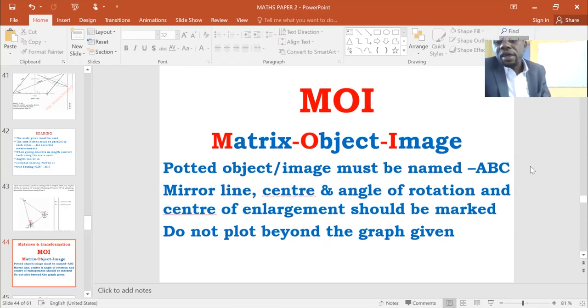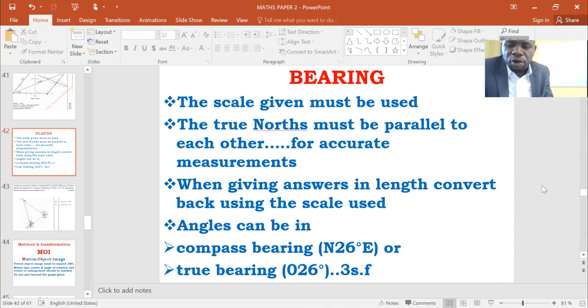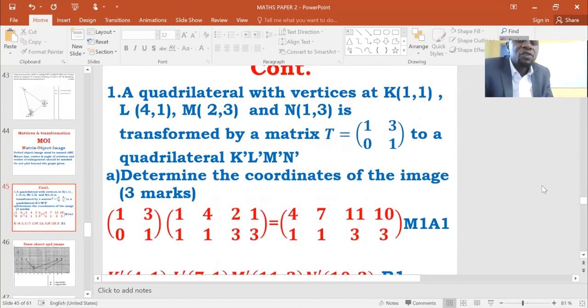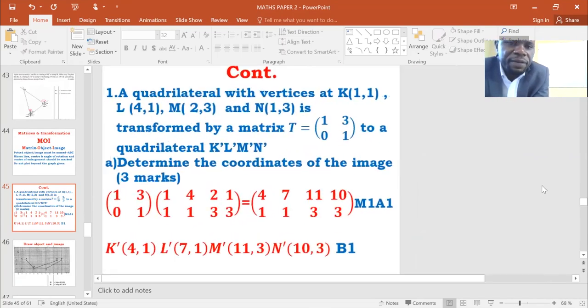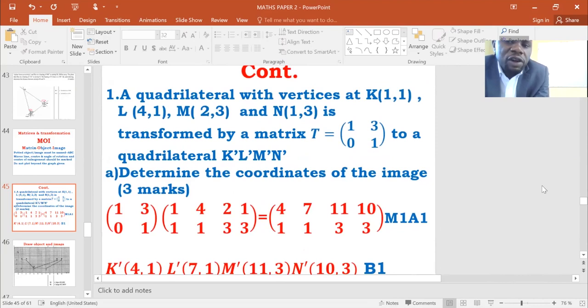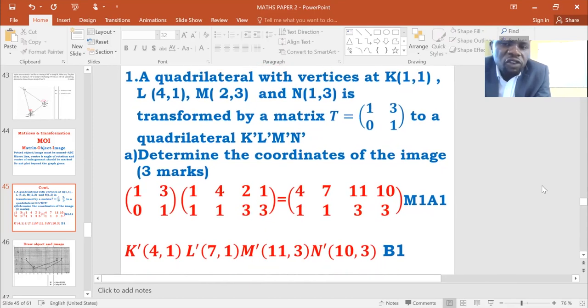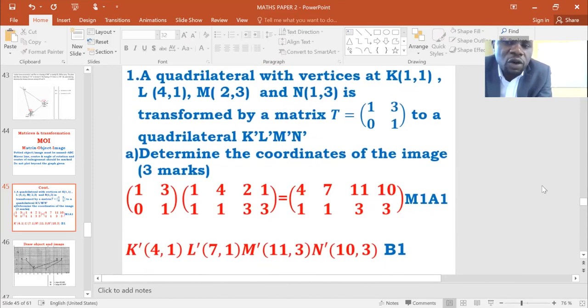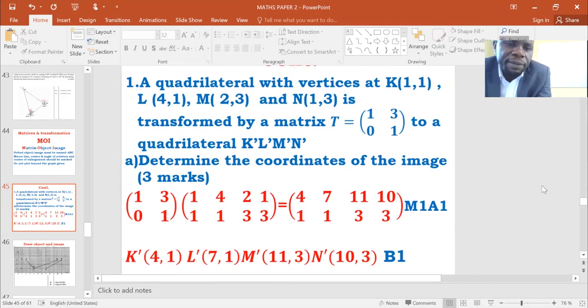Now, in Form 2, usually there's no problem with the reflection, rotation and enlargement. The only problem comes in when you're asked to reflect. Now, I'll pick this one here. This one was, I think, 2015. You are given a quadrilateral and then you are given the coordinates of the object, KLMN. Then the matrix of transformation, if you read row wise, is 1, 3, 0, 1. And then it gives you K prime, L prime, M prime, N prime. Then you're asked to determine the coordinates of the image.